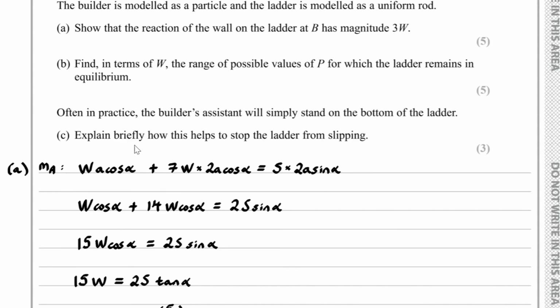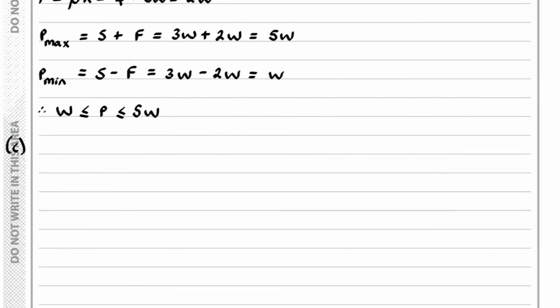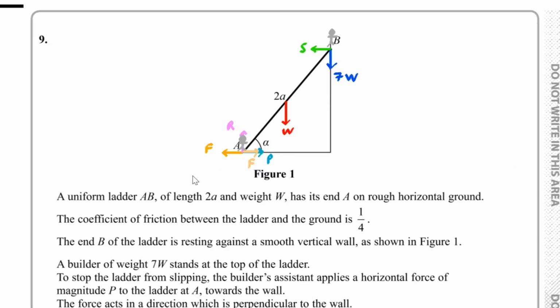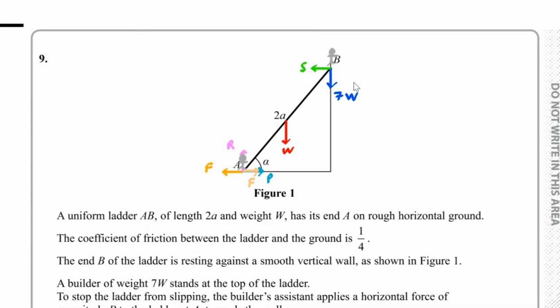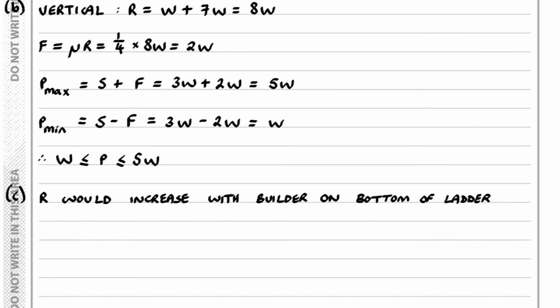Now for part C, often in practice the builder's assistant will simply stand on the bottom of the ladder. We have to explain briefly how this helps to stop the ladder from slipping. Well, the first thing we need to think about is that R would increase with the builder on top of the ladder. That's because we've got the assistant's weight plus the weight of the builder, so that'll give a really big value of R if we resolve vertically upwards. So that's the first thing we need to think about.